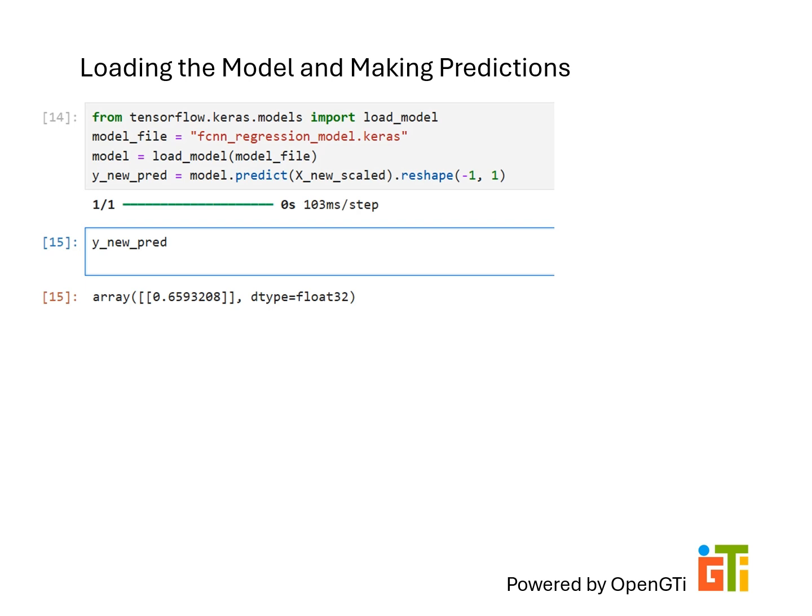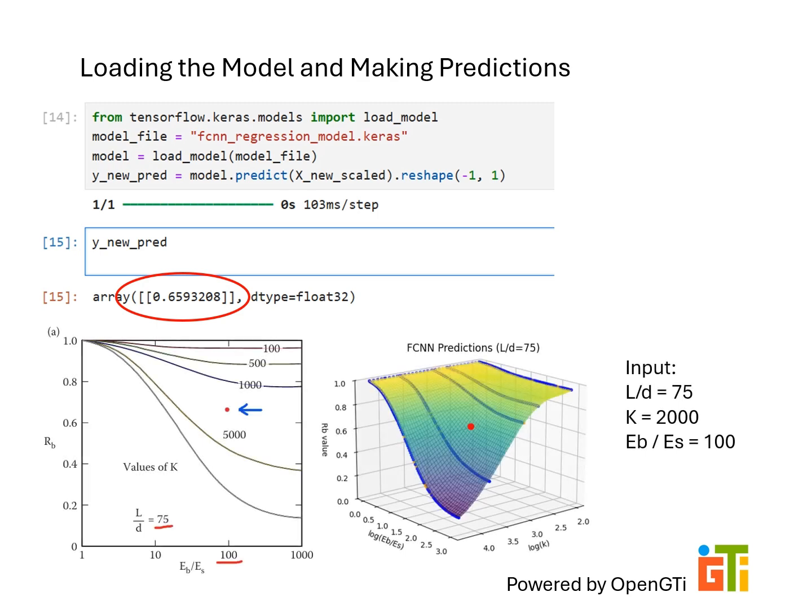Finally, we load our saved model using load_model and feed the scaled input into the model's predict method. We reshape the output to a column vector and display it. The resulting value, y_new_pred, is the model's best guess for our target variable given this new data point.